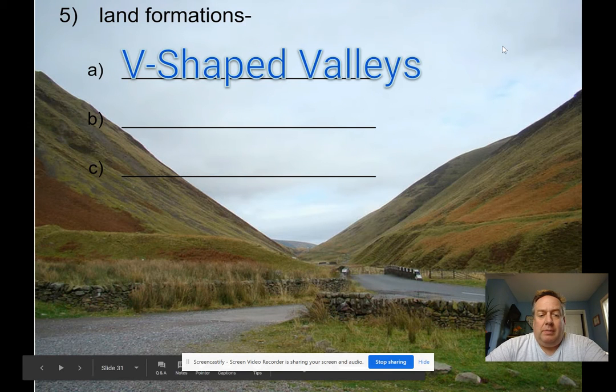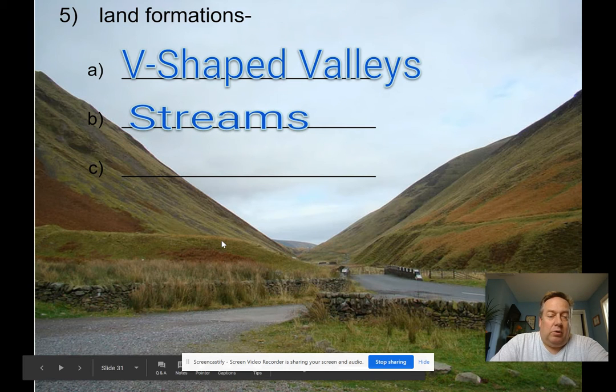So when we're talking about rivers, we have very specific land formations we're looking for. The first one is going to be a V-shaped valley, which you could see in this picture here, that the valley looks like a capital V. Whenever we see that, that's going to indicate that there's a river at the bottom of that valley. Or a stream. Rivers, streams, all going to be the same thing.